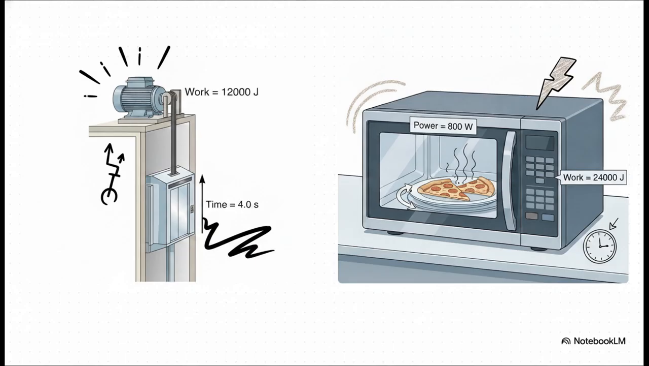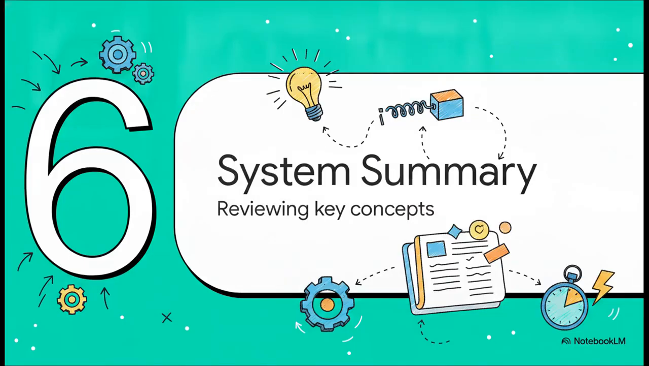Now compare that to a standard 800-watt microwave. If we needed to do 24,000 joules of work to heat up some leftover pizza, we can just flip the equation to solve for time. 24,000 joules divided by 800 watts means it's going to take exactly 30 seconds for hot, cheesy perfection. And finally, part 6. Summary of the system.